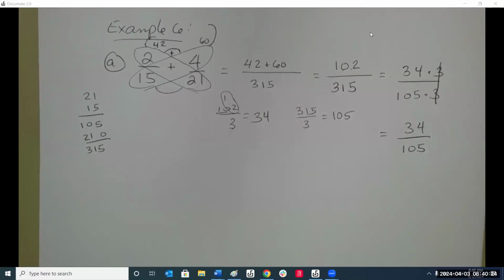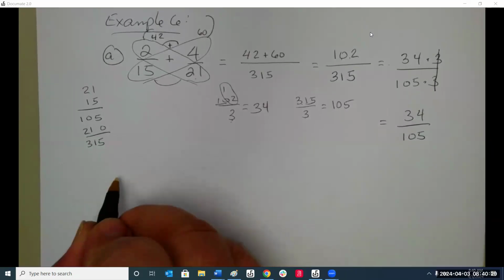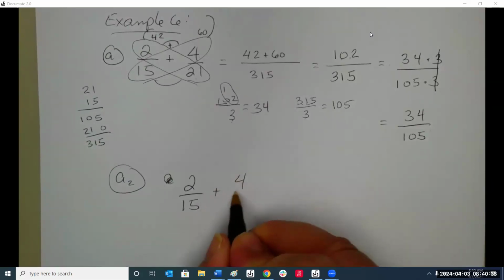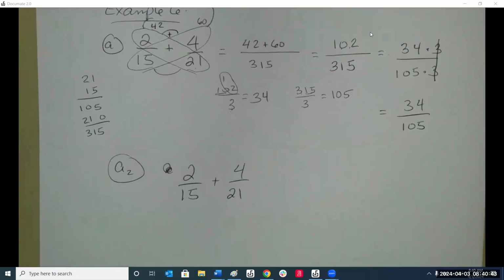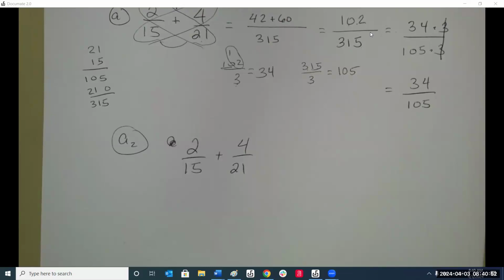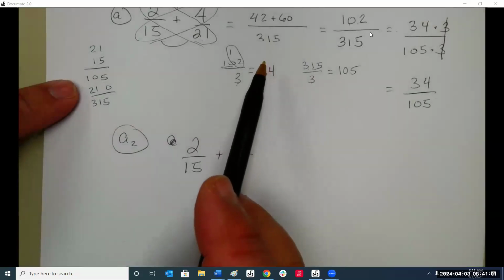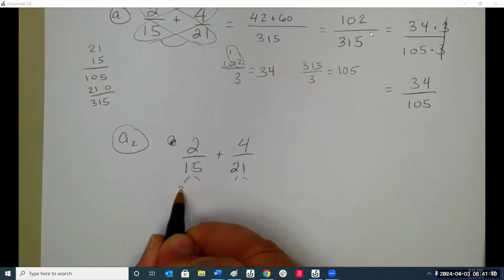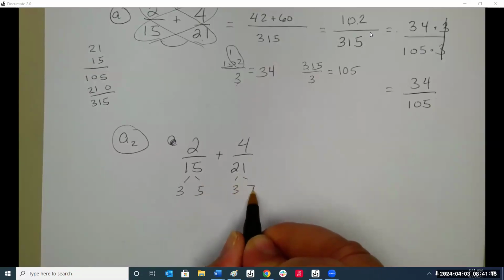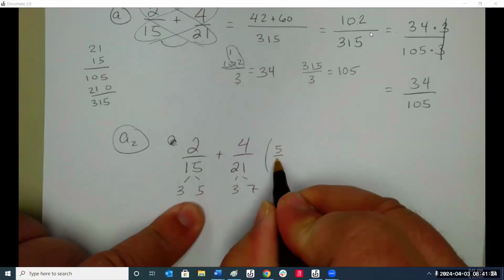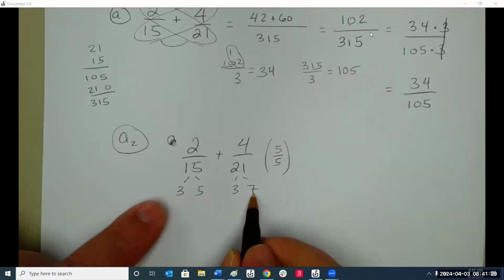Is there another way we could have done it? This is A sub 2. 2 over 15 plus 4 over 21. Is there another way we could have done it? Yes, but we won't have big numbers that way. Let's see how they're different. 15 is made up of what? 21 is made up of. So they both have a 3 in common. This one has a 5. This one needs a 5. This one has a 7. This one doesn't. This one needs a 7.